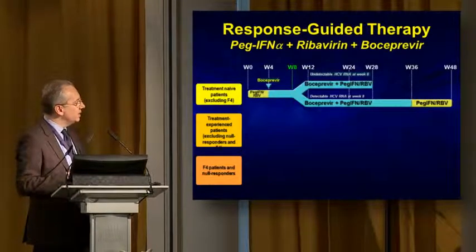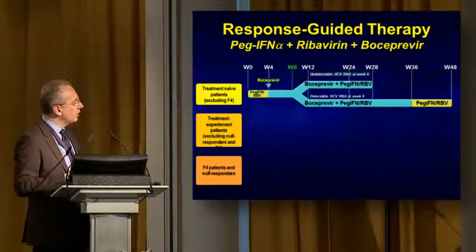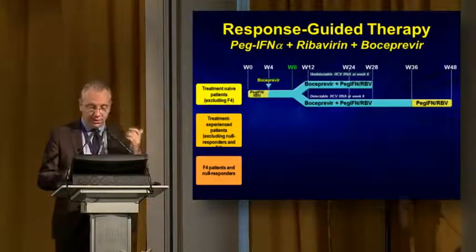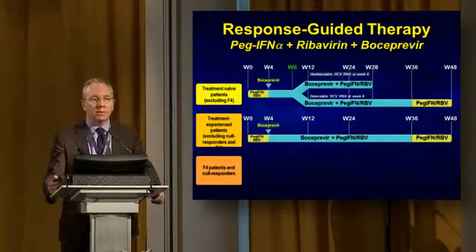If HIV RNA is still detectable at week 8, the patient will continue with the triple combination of interferon, ribavirin, and boceprevir until week 36, and they will then stop boceprevir and be switched to peg interferon and ribavirin alone until week 48. This is the only group that has response-guided therapy.